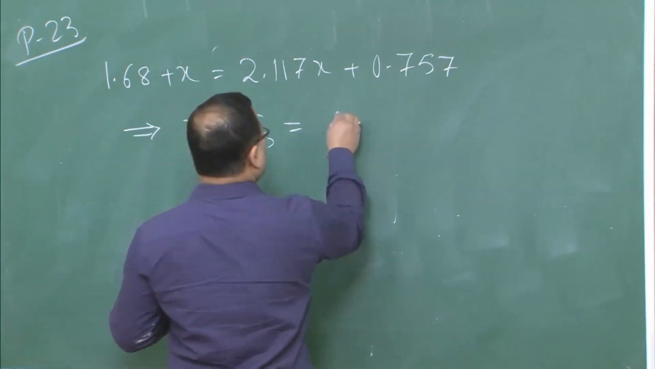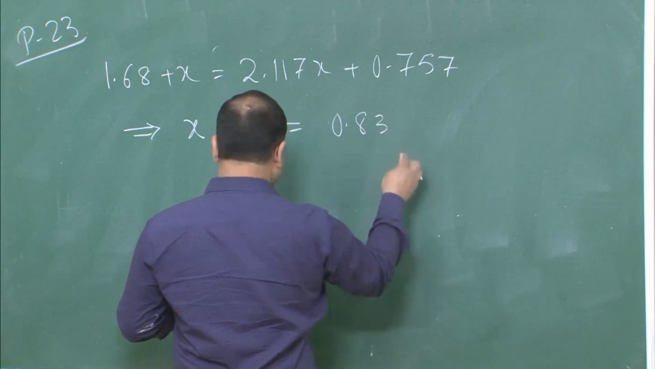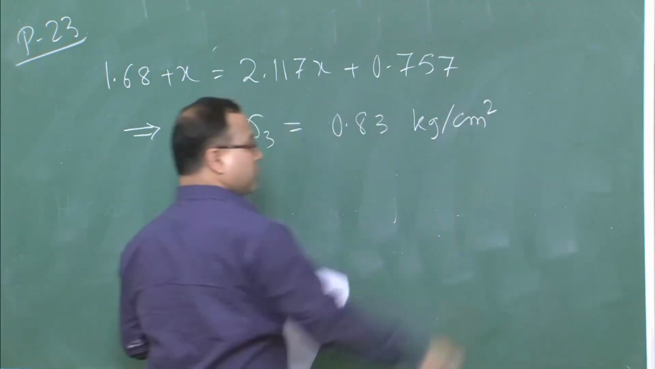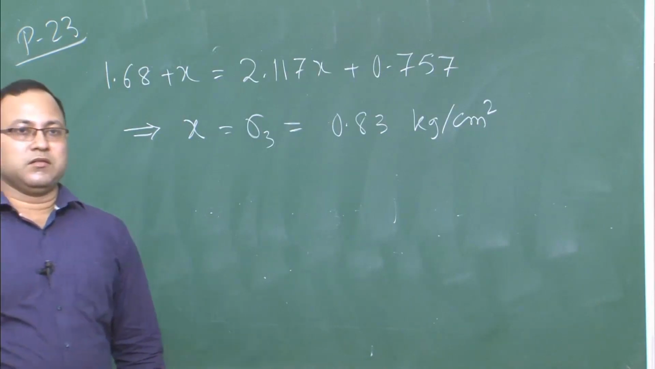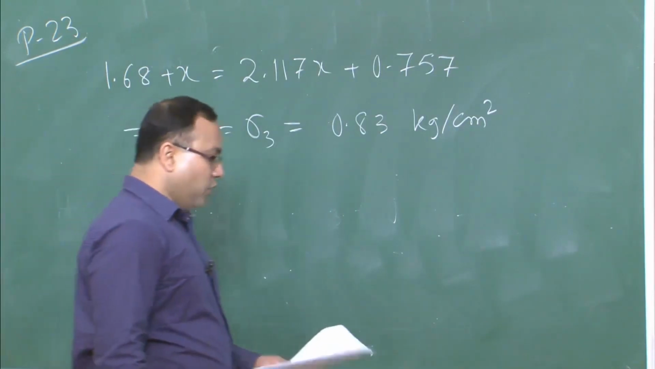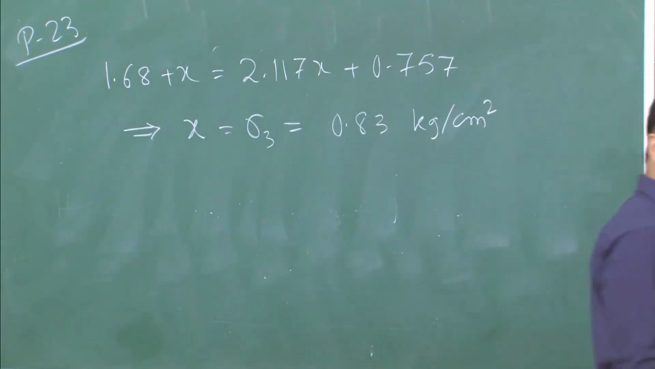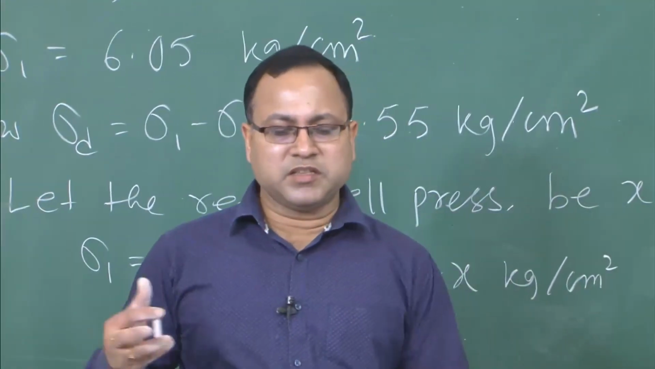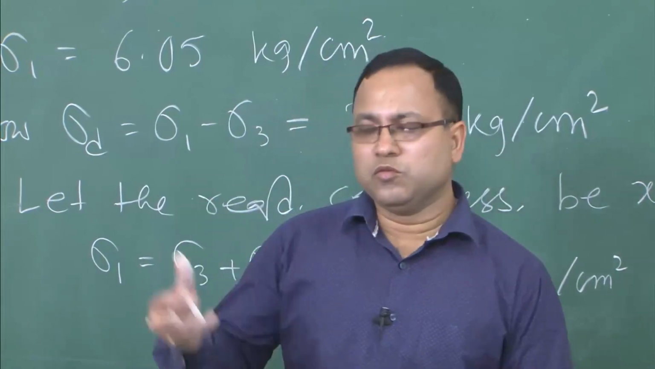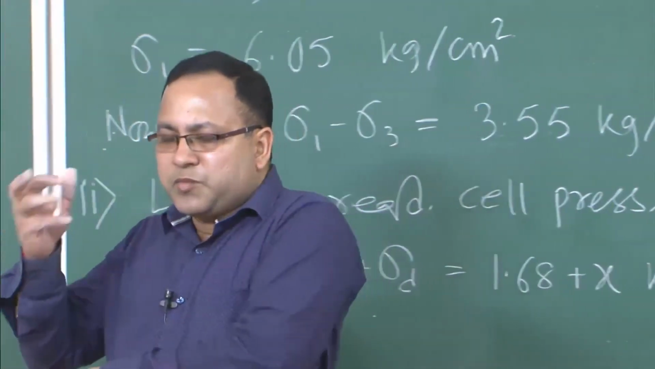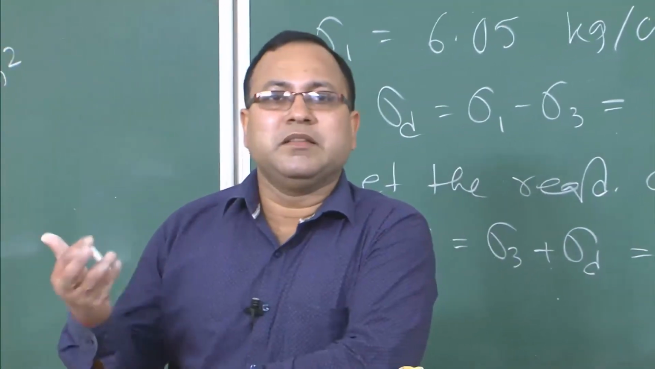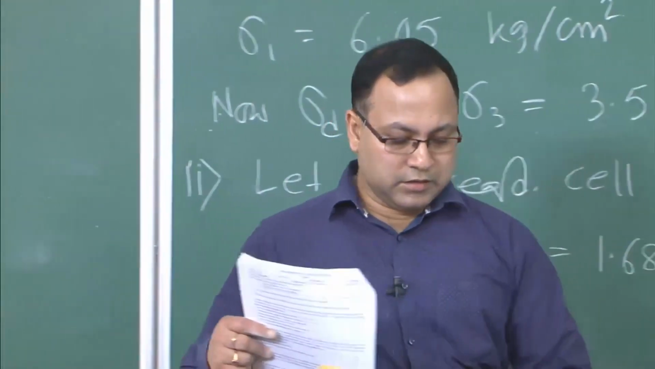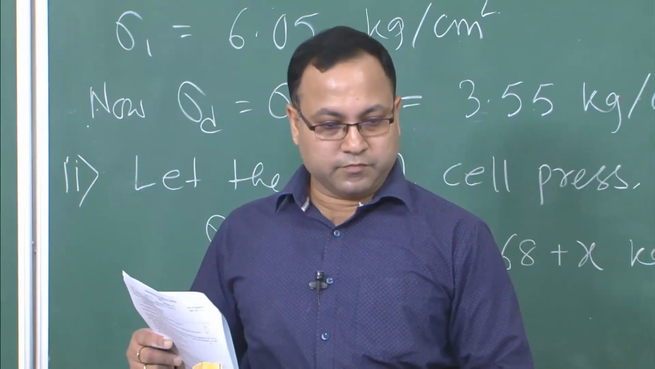which is nothing but 0.83 kg per centimeter square. Okay. So, I hope that you have understood the problem. Very straightforward problem, right. So, you have got the shear strength parameters, and you are finding out how much pressure you need to apply to get the failure. Now, we will go for the next problem.